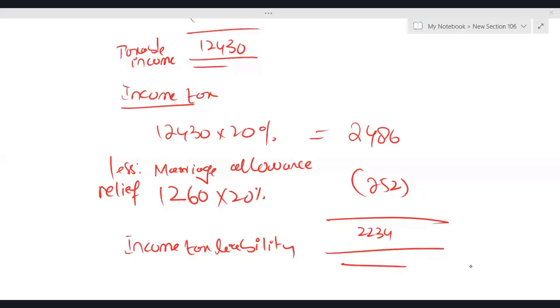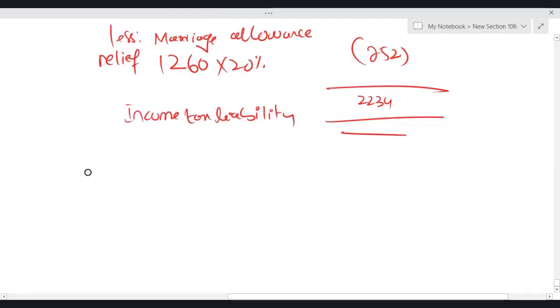Just 2 minutes. Okay, let us quickly discuss the rule of child benefit income tax charge. And let me tell you, this child benefit income tax charge rule will be given to you in the tax rates. Child benefit income tax charge.